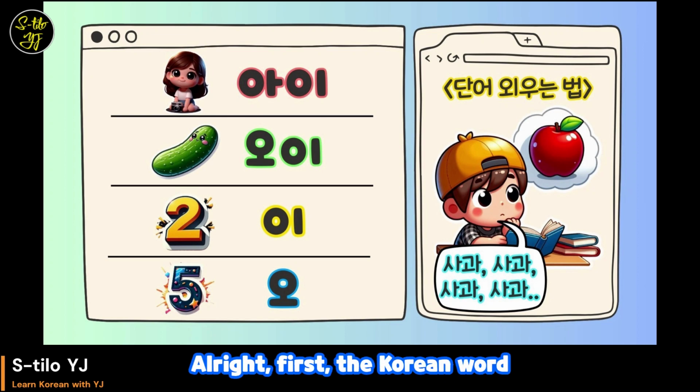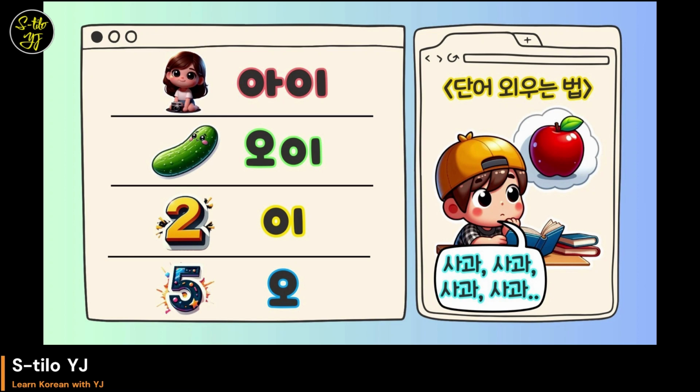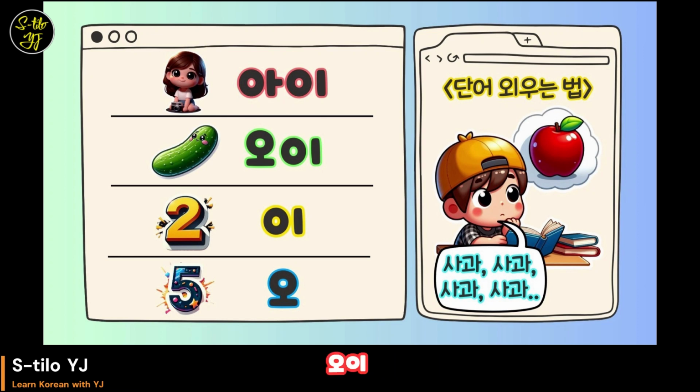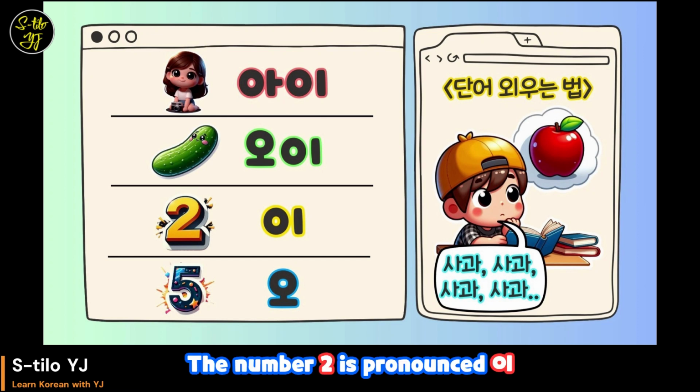Alright, first, the Korean word for child is pronounced as ai. Try repeating after me. Ai, ai. Next is cucumber, pronounced as oi. Repeat after me. Oi, oi. The number 2 is pronounced e, e. The number 5 is pronounced o, o.